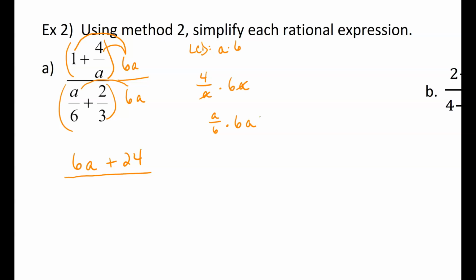What happens in this one? Well, do the A's cancel? No, they're both in the numerator, so now I'm left over with A squared. And for the last one, I have 2 over 3 times 6A. What happens here? The 3 divides into that 6, leaving 2, and what am I left over with? 4A.